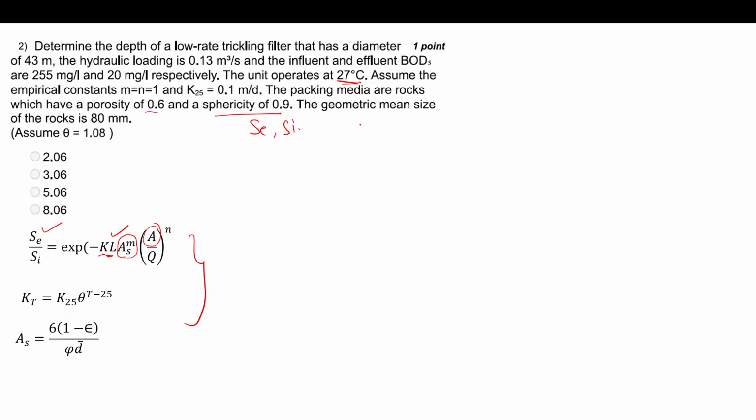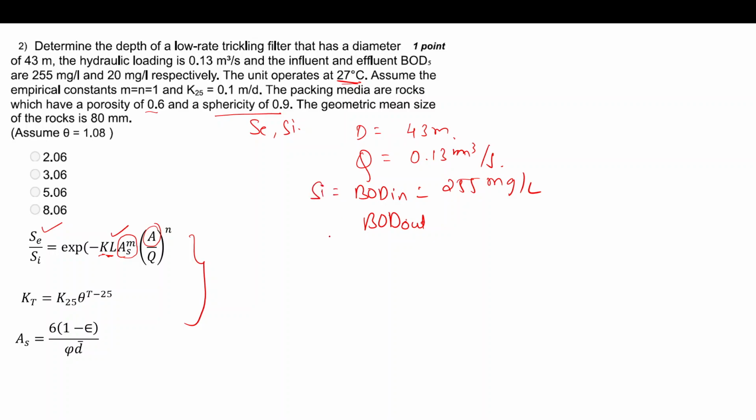Now from the data we can say that we are given the diameter of the tank. So diameter D is given to you as 43 meters. Then the hydraulic loading rate Q, which is the flow rate, is given to you as 0.13 meter cube per second. Now BOD in is given to you as 255 milligram per liter. BOD out is given to you. So this is nothing but SI, and SE is 20 milligram per liter. Then the temperature of operation is 27 degrees Celsius.